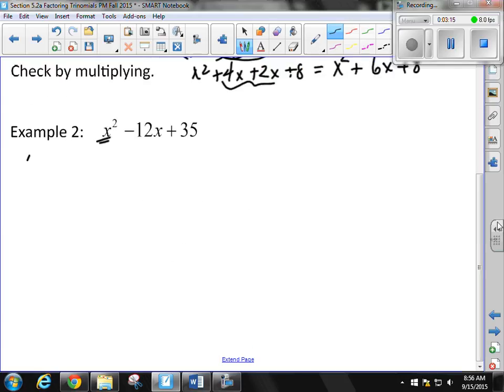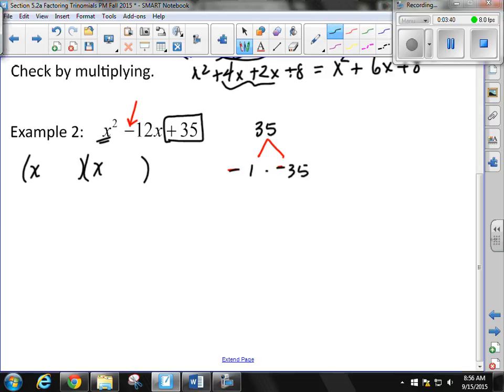X squared. First terms, x and x. And I look at my last term. This time I have a positive 35, but when I look, I have a negative 12 here. The only way I can factor this to add up to a negative number is if both of my factors are negative. So again, I'm going to start with 1. Negative 1 times negative 35.